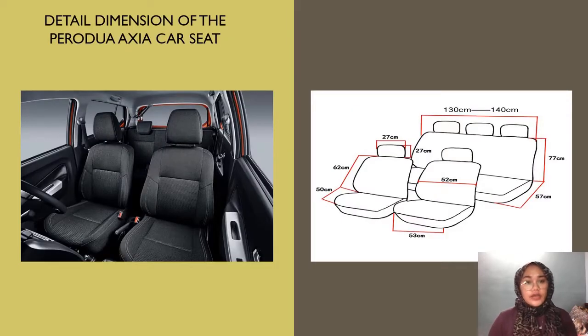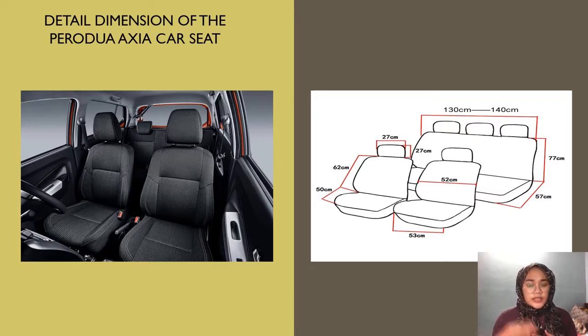Okay, now let's look at the detailed dimension of the Perodua Axia car seat. At the front is the driver and passenger car seat, and at the back is the passenger only car seat. Okay, so firstly, all of the headrests are the same length. And the height of the backrest for the front and back is not the same. At the front is 62 centimeter for the height, and the width is 52 centimeter.